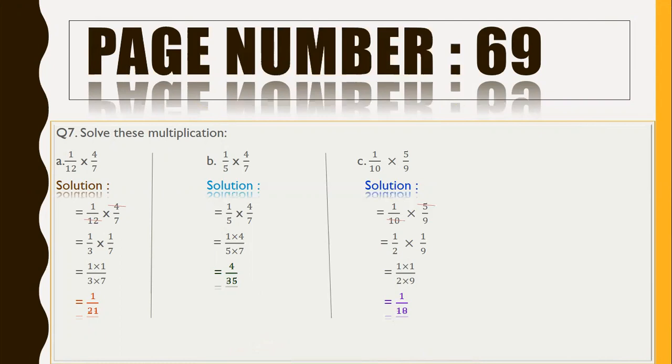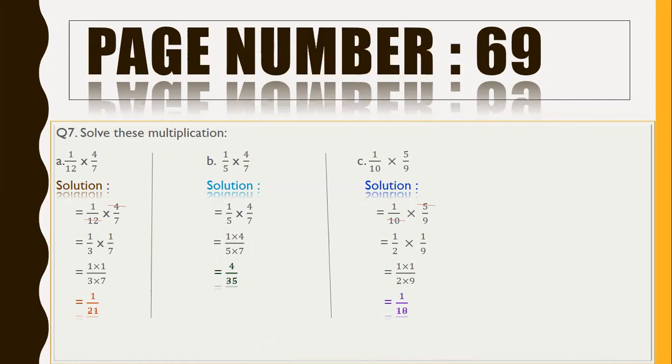In part A, 1 over 12 multiplied by 4 over 7. I told you students, keep it in your mind that when you cancel the terms, one must be in the numerator and the other in the denominator. You cannot cancel both numerators with each other or both denominators with each other. We can only cancel a numerator with a denominator.